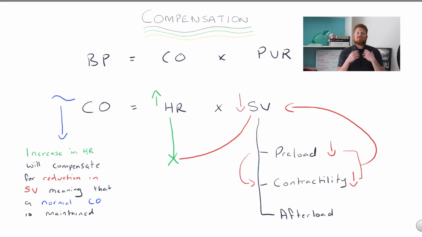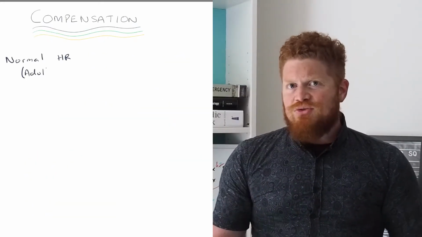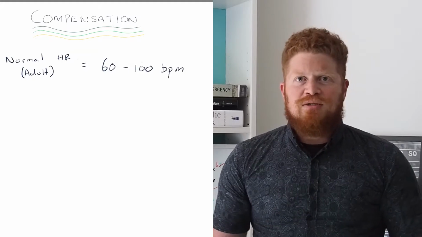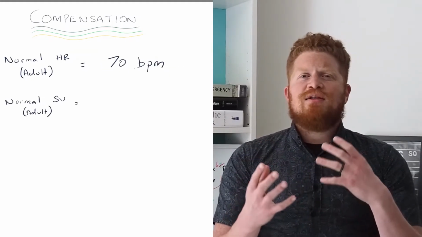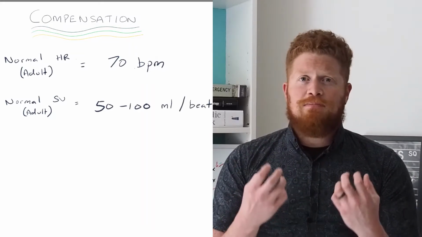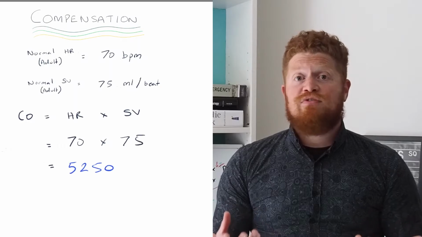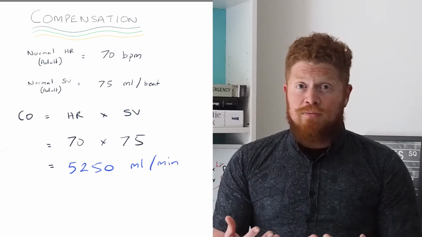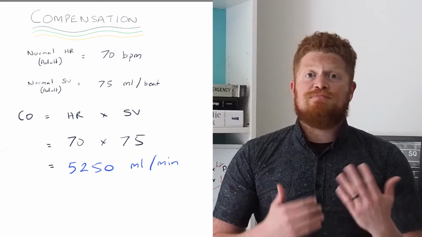So let's break that down and put some numbers to this just to demonstrate it for you. So let's consider a normal heart rate. A normal heart rate sort of sits between 60 and 100 beats per minute. So let's say 70 beats per minute. Considering stroke volume tends to be about the 50 to 100 mil per beat mark. So let's say 75 mil. If we multiply them together, we get 5,250 mil per minute. That's a normal cardiac output. That's what my brain likes. That's what my body likes. Any huge alteration in that number is bad news for the body.